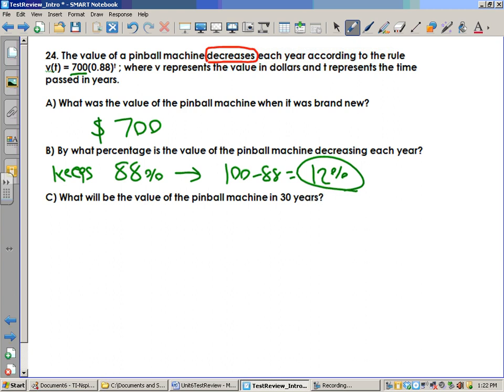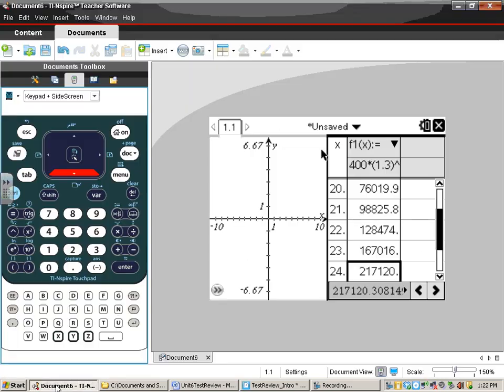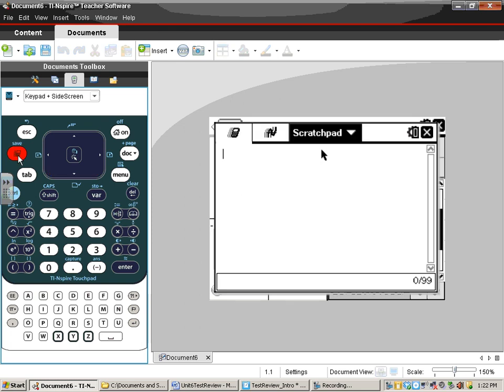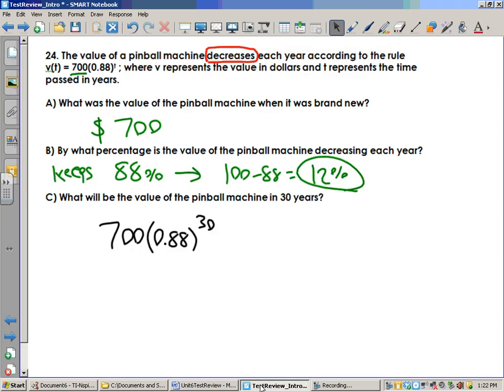What will be the value of the pinball machine in 30 years? I can just type 700 times 0.88 to the 30th power in my calculator and see what I get. So I do that, and I get 15.12. So that's $15.12. That'll be the worth of that pinball machine in 30 years. Not a lot.